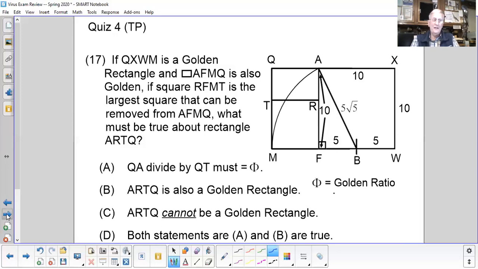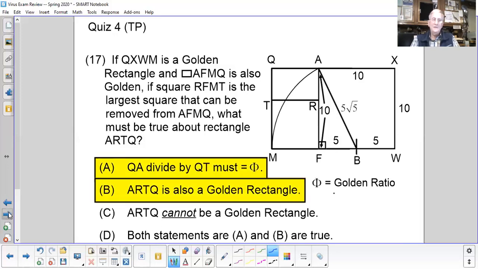And I think you can tell that it is. So both of those statements are right. So the correct answer to this problem would be choice D, even though I have marked both A and B up there. But obviously the correct answer would be D.